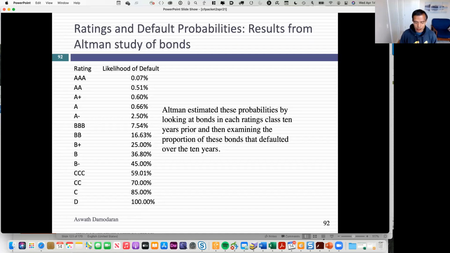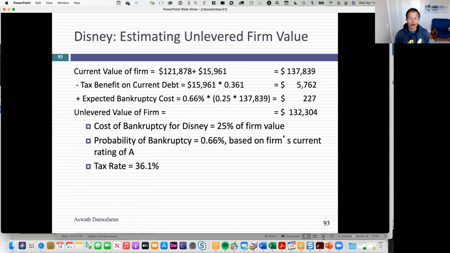Let's try this on Disney. I'm going to start off by trying to estimate Disney's unlevered firm value. To do this, I'm going to cheat. I'm going to start with the existing value for the firm by adding up the equity and the debt. So 137.9 billion is the total market value of the firm today. That's the market cap plus the market value of debt.